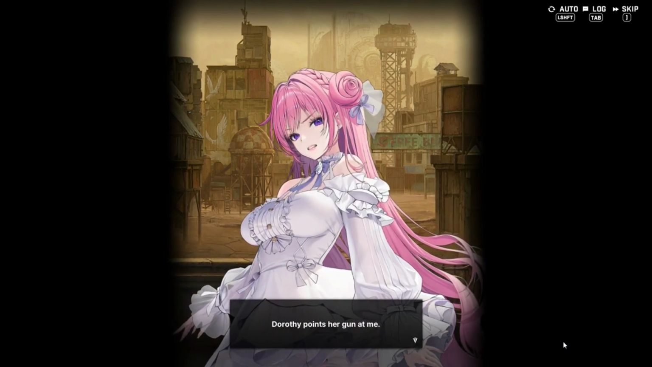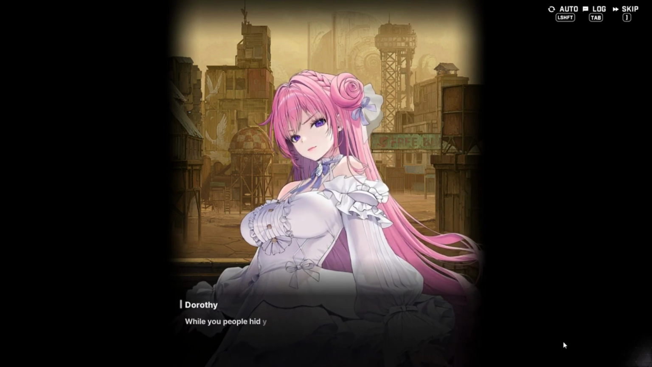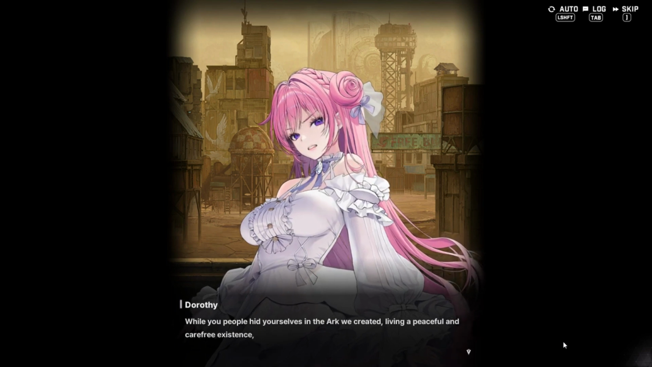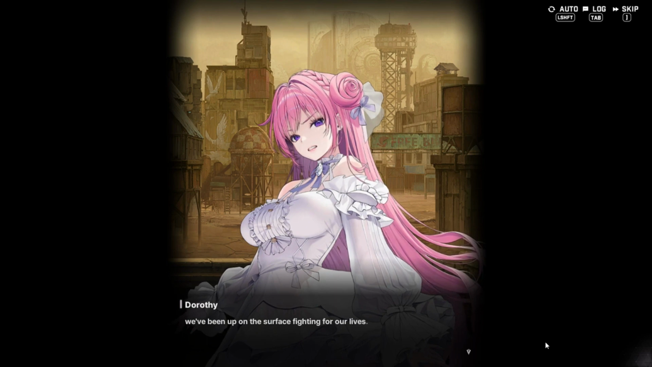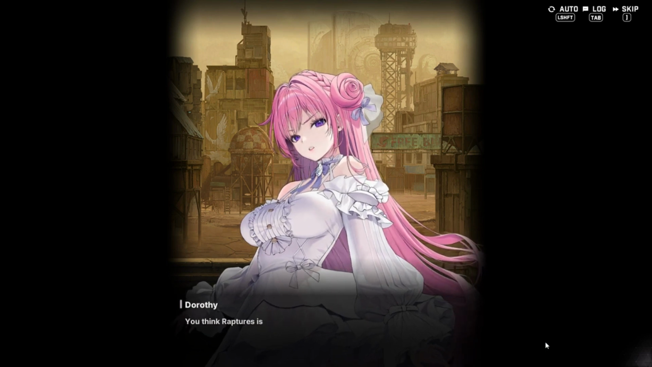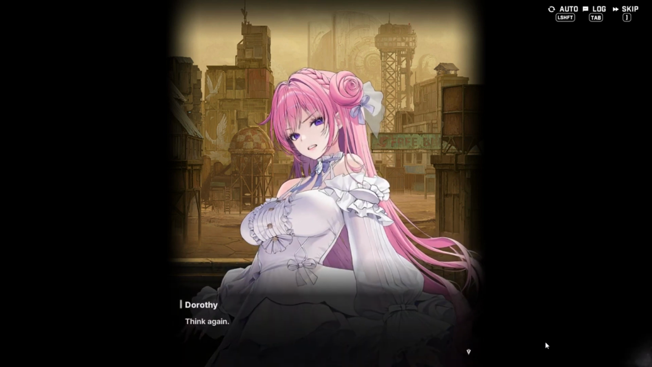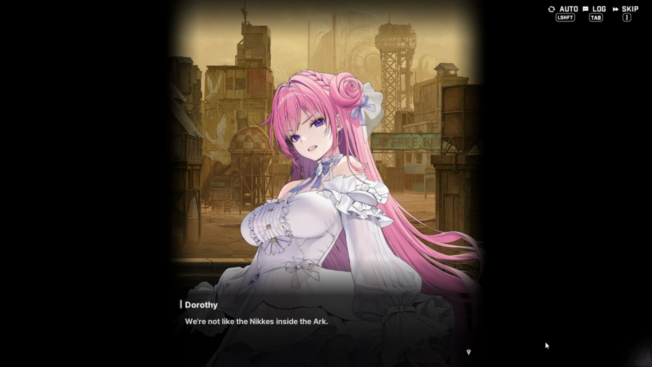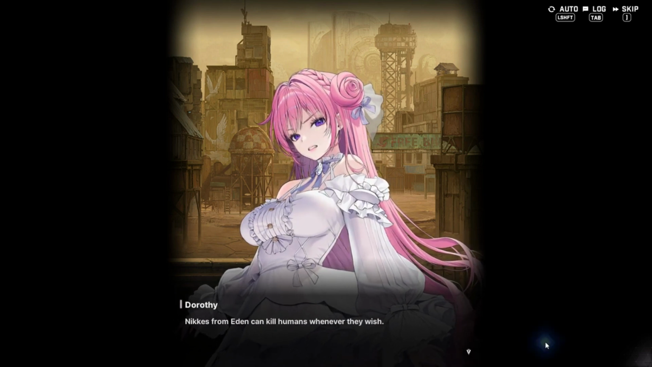Dorothy points a gun at me. Tell me. While you people hid yourselves in the Ark, we were created, living a peaceful and carefree existence. We've been up on the surface, fighting for our lives. You think Raptures are all that we can kill? Think again. We're not like the Nikkes inside the Ark. Nikkes from Eden can kill humans whenever they wish.